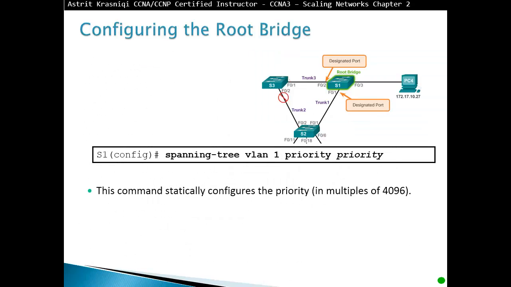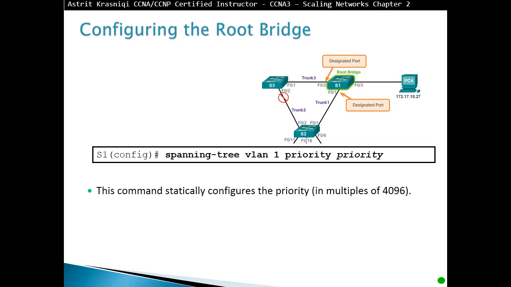Now the important thing is to configure the root bridge. You really have to configure the root bridge; you don't leave it at the default. The command is spanning-tree vlan 1 priority, and then give it whatever priority you want to choose. This command statically configures the priority in multiples of 4096. So the priority can't go 1, 2, 3, and so on.